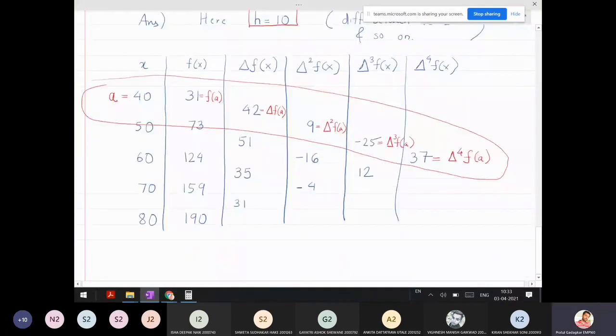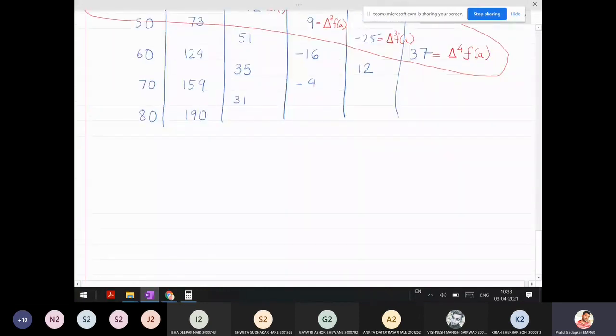So let me write here. After doing this table, I will write what I want to find now. To find f of 45. This is my question. Okay. We will first find what is f of 45, and then I will tell you the meaning of all this. So here, x is 45. The number that we are required to find, that variable x, is 45.